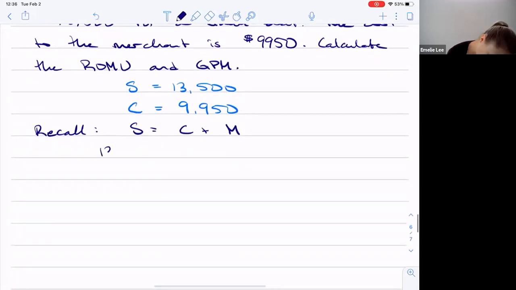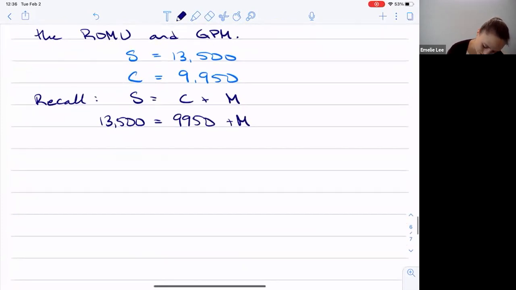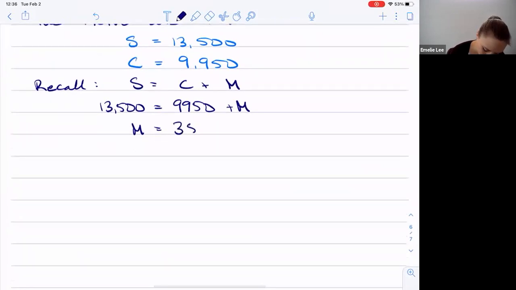And so this is what I mean by implicitly we're also given M, right? So 13,500 is 9,950 plus M. So M, solving for M, is 13,500 minus 9,950. So my markup is 3,550.